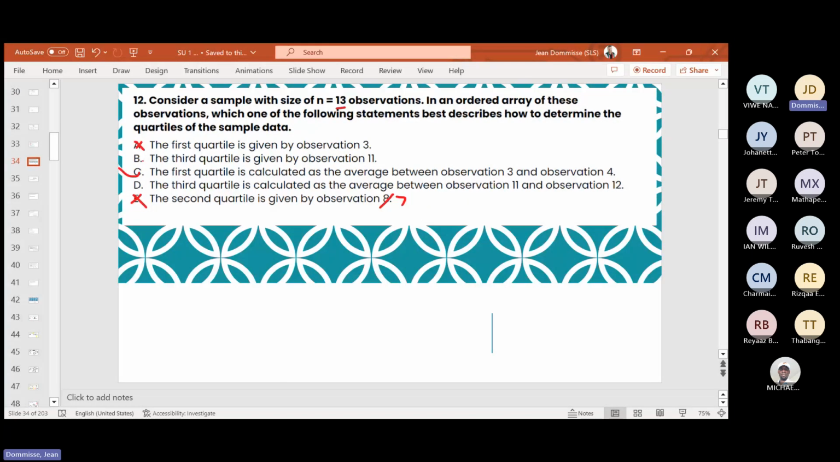So again, when we use the formula for quartile 3, it would have been 3 times 14, which gives us 42. 42 divided by 4 gives us 10.5. So it's also not that one.